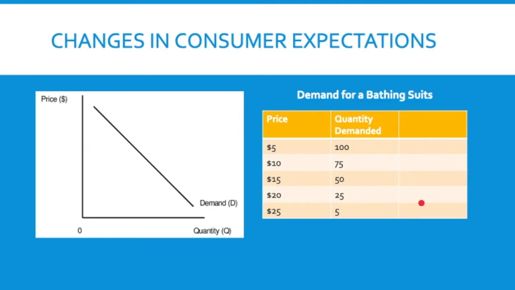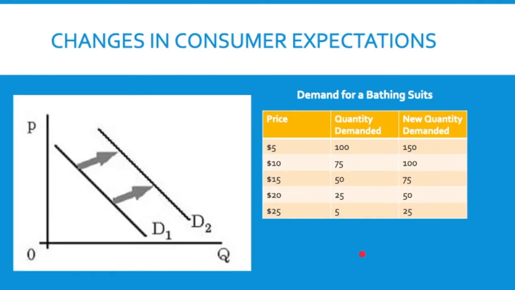And you see a similar thing with all these other numbers here. They would go up. So a change in consumer expectations could, in this case, cause an increase in demand, which again you would see by, here's our original demand line, demand D1, and at all these different prices, quantity would go up.